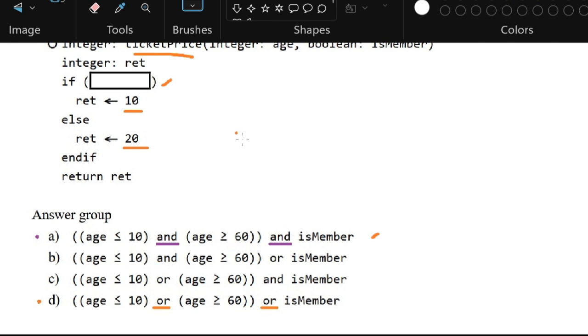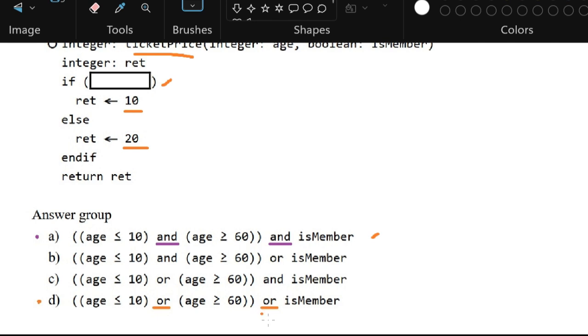But in this case, if we are to examine it, really the correct answer would be D, because if you are 8 years old, then you are not greater than or equal to 60, right? Because you're 8 years old. So what that means is if you're 8 years old, then you should pay the discounted price, and that means that you are not over or greater than or equal to 60 years old. So in that sense, we choose or instead of and.